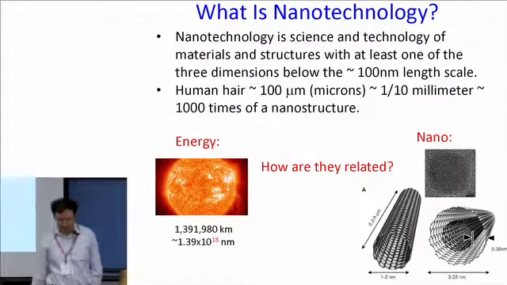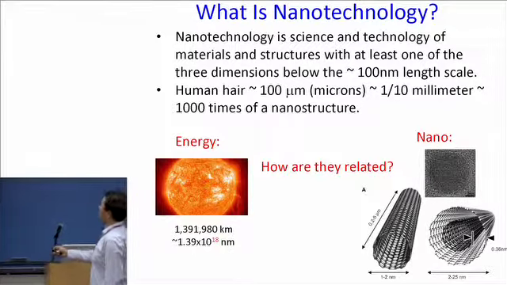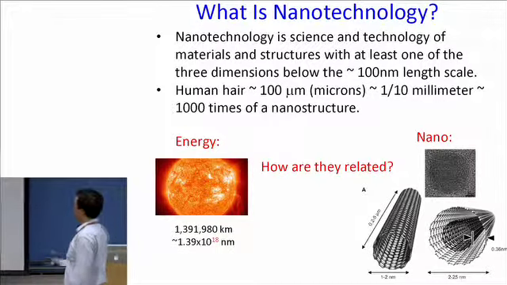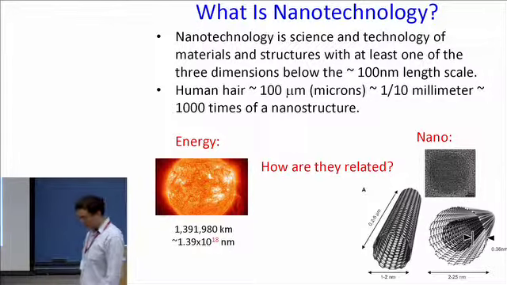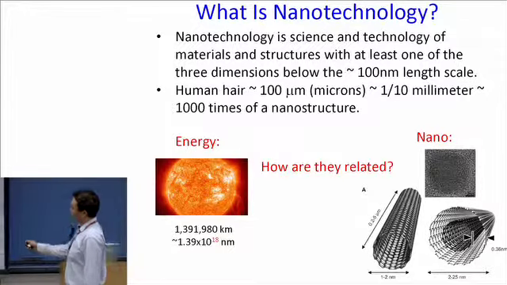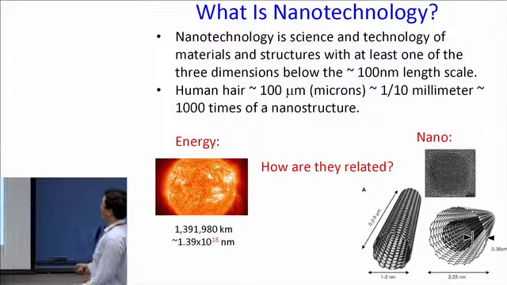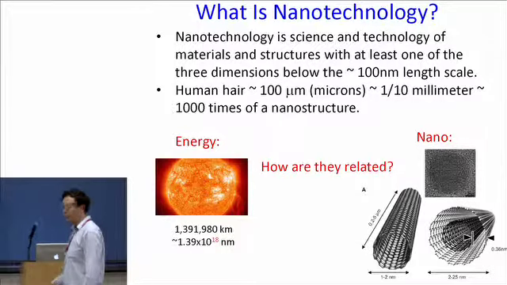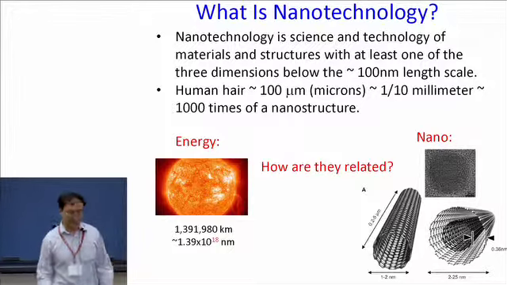So the first thing is, what is nanotechnology? Nanotechnology is the science and technology about anything that's below about 100 nanometers in size. If you're not familiar with how big 100 nanometers is, the size of a human hair is about 100 microns, and a micron is about 1,000 times bigger than a nanometer. So nano is really, really small.